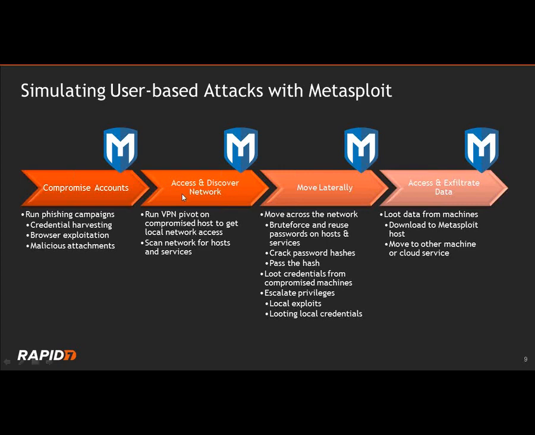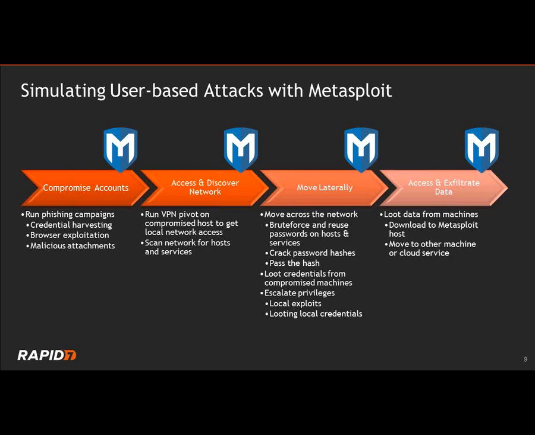Then as a next step in accessing and discovering the network, if we've already compromised the host, we can use what we call a VPN pivot on that host to gain local network access. So that's basically using the compromised machine that's inside a company boundary already, and using that as, let's say, the attacker's VPN gateway. So we have an encrypted tunnel into that machine, and now we have full local network access, and we can scan the network from there and discover hosts and services and map out our next step of the attack.